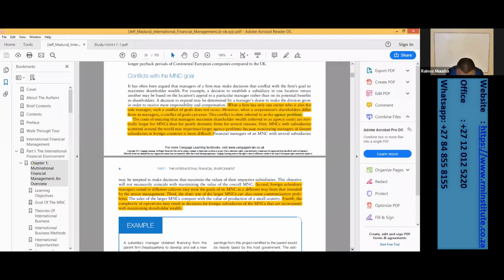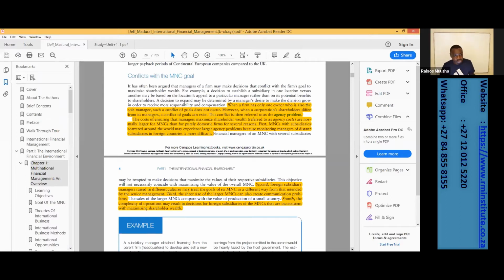First, multinational corporations with subsidiaries scattered around the world may experience larger agency problems because monitoring managers from distant subsidiaries in foreign countries is more difficult. So monitoring the managers from different countries there is more difficult. And remember now, it has been made a bit easier through the growth of the internet.